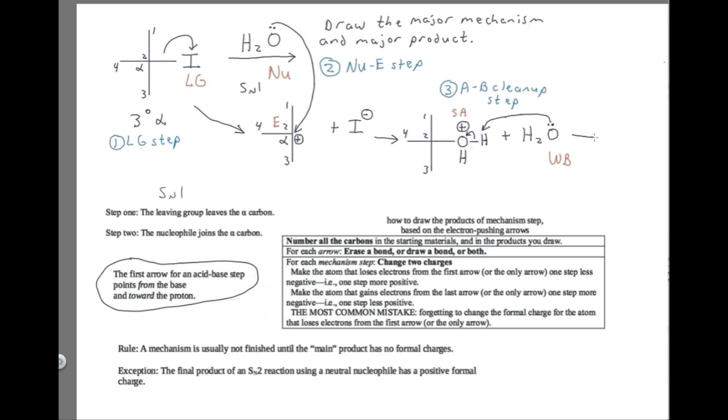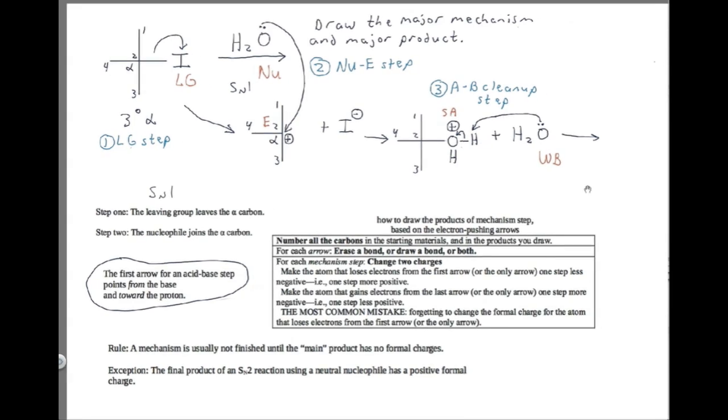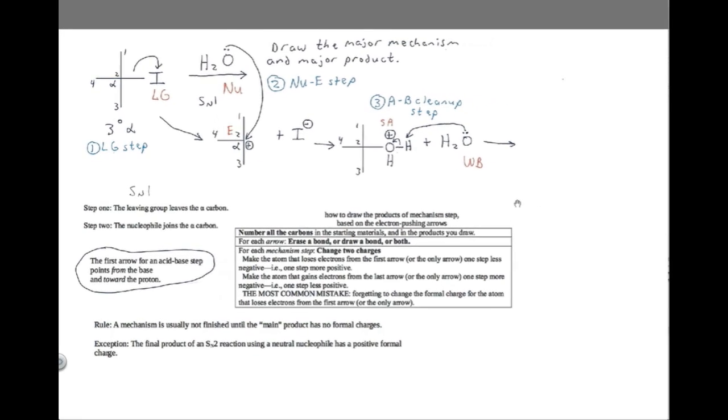Now we can draw the products of that step. Please notice the order in which we carry these things out. First, we wrote down the roles, strong acid and weak base. Then we wrote down the electron pushing arrows. And only then do we draw the products. Do not try drawing the products until you've finished drawing the electron pushing arrows for this step. And do not try drawing the electron pushing arrows for this step until you've labeled the roles. That's generally the best habit for a beginning Ochem student.